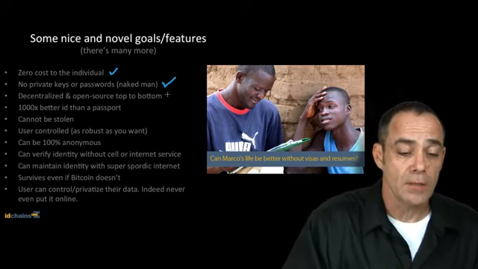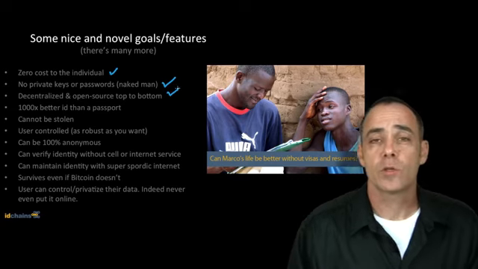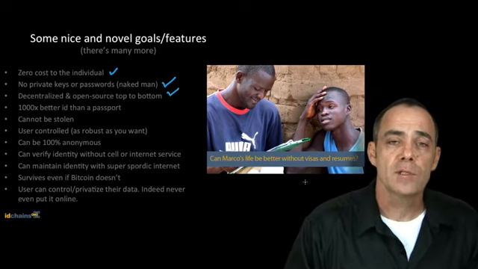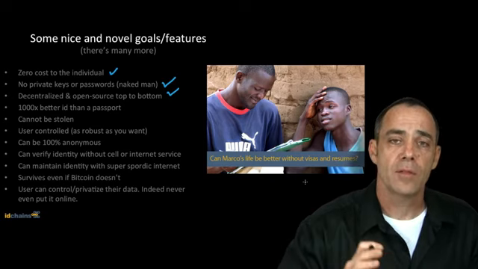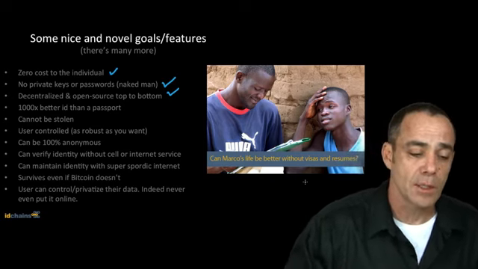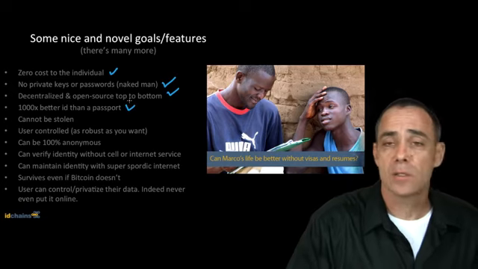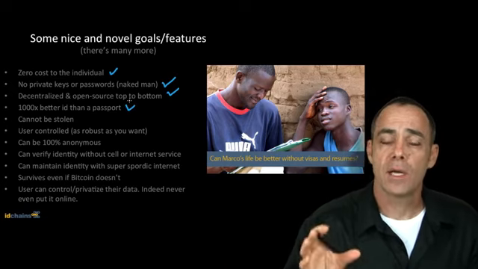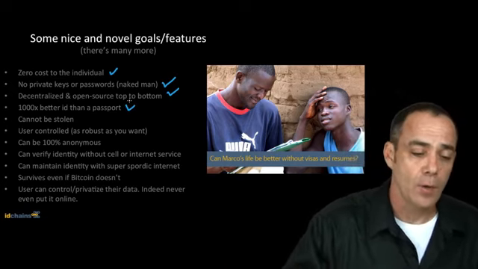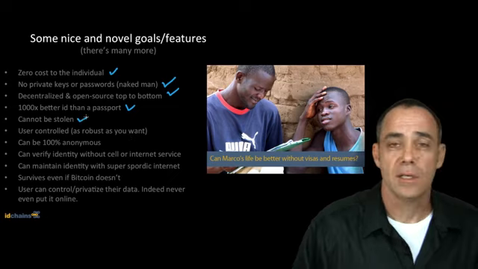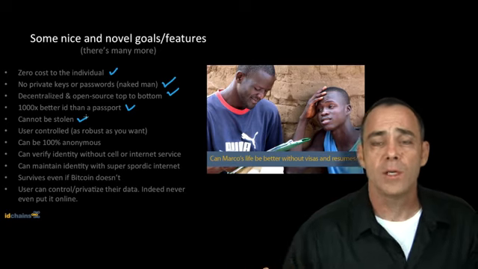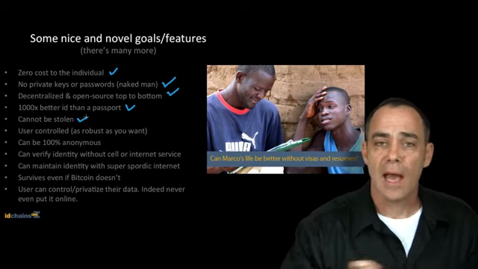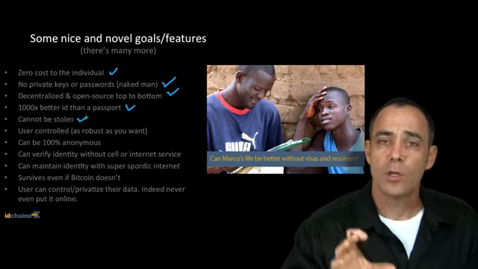Another nice thing would be if it is decentralized and open source from top to bottom. And if we're going to convince governments, etc., to start using it, it's got to be far superior than the methods that we currently have. So can we make something 1,000 times better than a passport, 1,000 times less expensive, and 1,000 times more secure? And wouldn't it be great if we can make an ID scheme that no one can steal? Okay, we hear a lot about identity theft, private key theft, funds being stolen, etc. Can we make something that's absolutely impossible to be stolen or gamed?